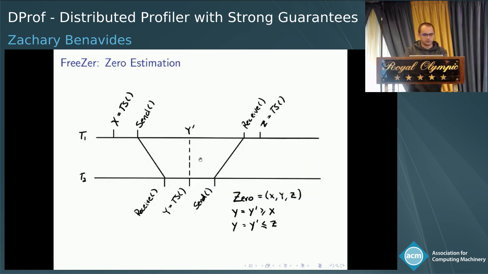Okay, so this is basically how the zero estimation works. In this figure, we have two timelines for two threads in the system. The top one is for thread 1, the bottom one's for thread 2. So it's very simple. It starts off with thread 1 taking a timestamp, which we call x, and then sending a message to thread 2. Upon receipt, it takes a timestamp, which it calls y, and then sends a message back to thread 1, who takes a final third timestamp z. So the zero here is this triple of timestamps x, y, z. And since these are all ordered via the communication that's going on here, we know that the true converted version of y lies between x and z.